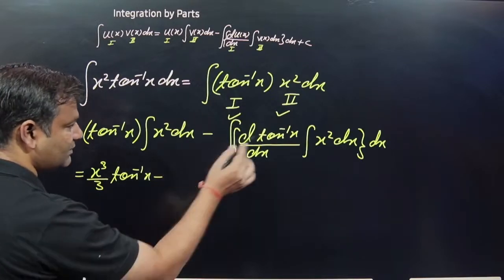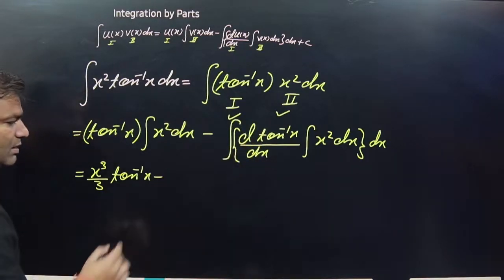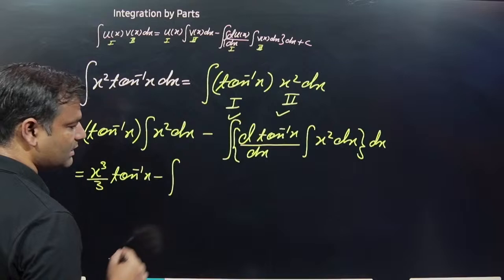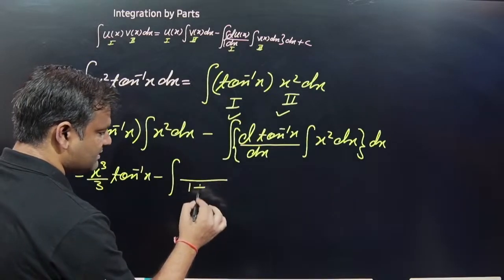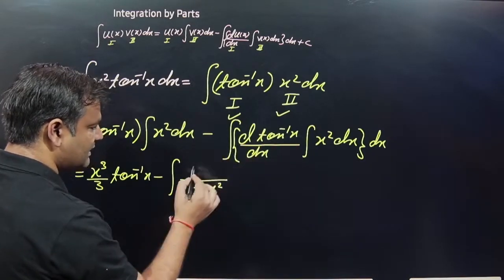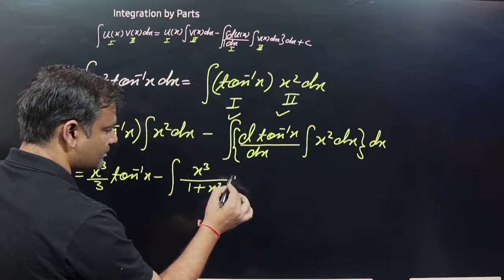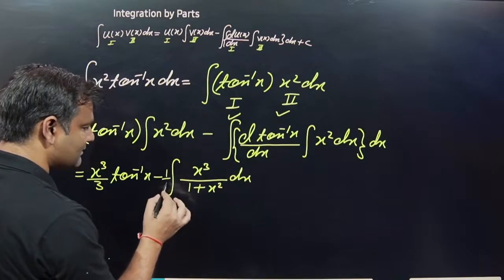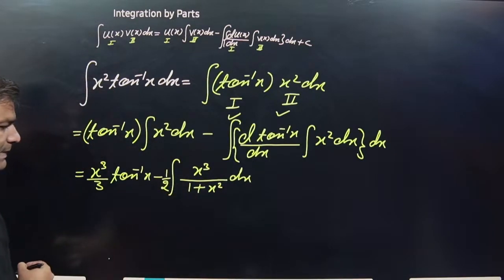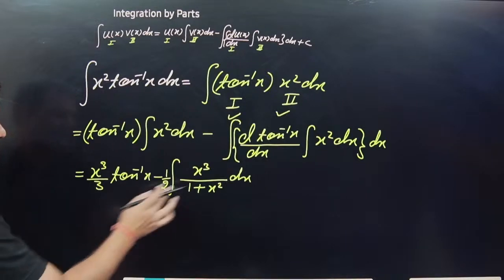And what about that value? Differentiation of that one, how much? 1 plus x square, and this one is written x cube into dx. Okay, so how can we solve this type of problem? How can we solve this one?